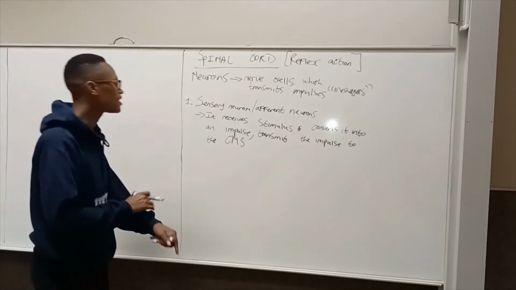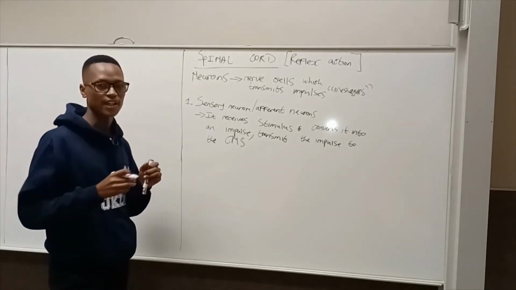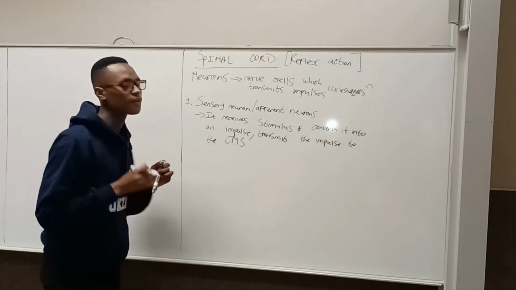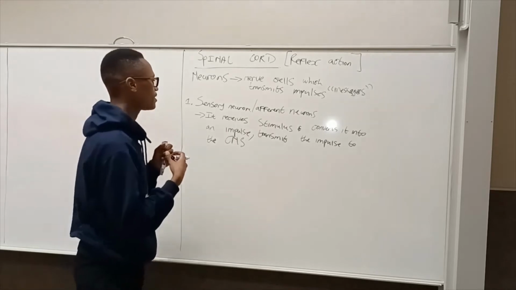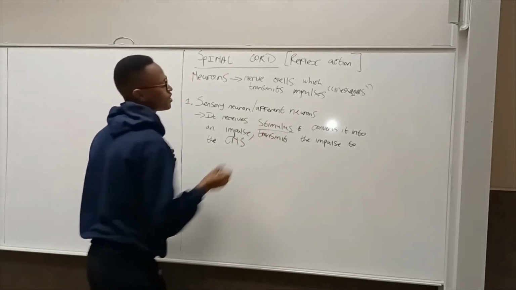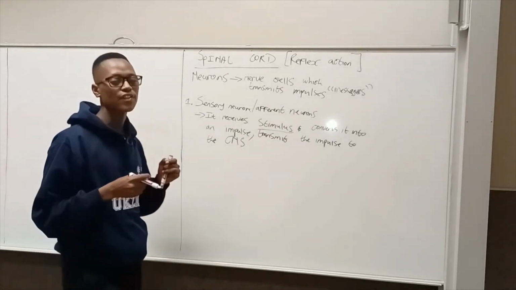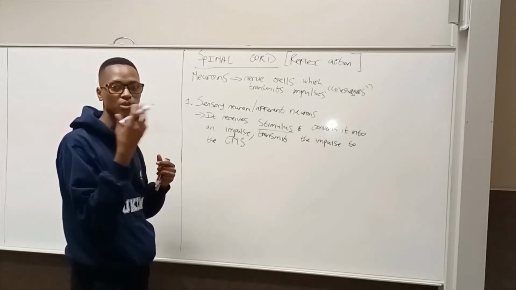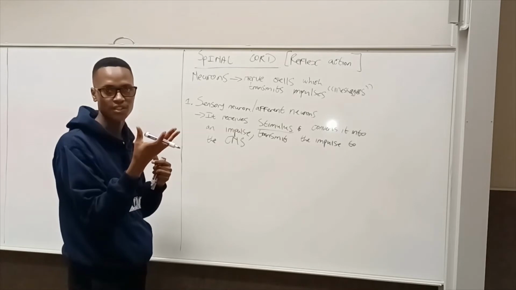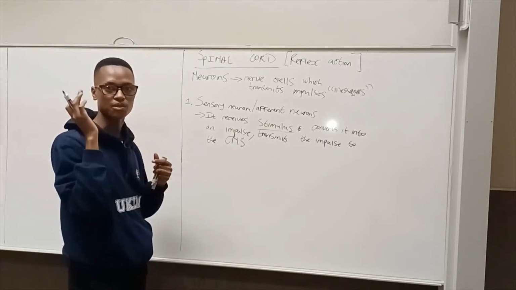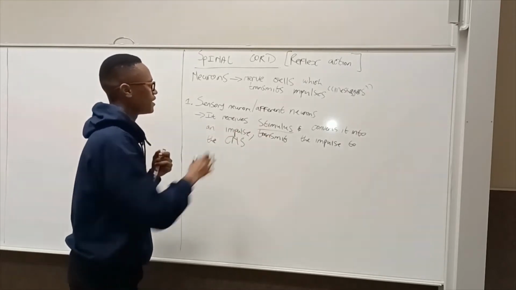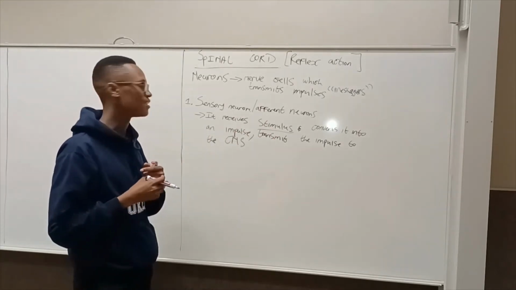They are found in the skin, in the receptors. We're going to talk about the receptors also. So these neurons are found there, and they receive the stimulus. What is the stimulus? The stimulus is anything that makes the body respond. Light makes your eyes respond. Sound makes your ears respond. So sound also falls under the stimulus. So these sensory neurons receive those stimuli.